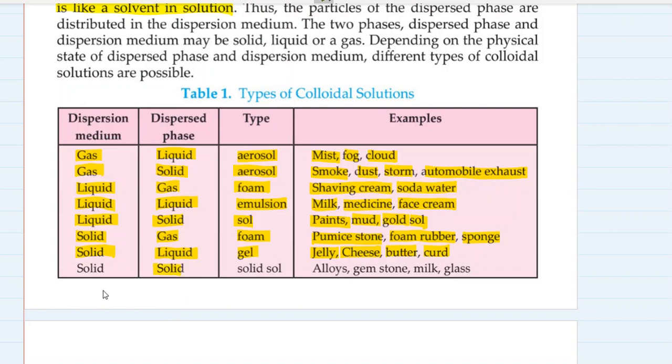Then there is solid dispersed phase dispersed in solid dispersion medium, solid sol. For example, alloys, gemstones, you know gemstones, ruby, sapphire, and there are different ones, the blue one, I forgot. Anyways, the gemstones. Milk, again, milk was part of emulsion also, and solid sol also, and glass. I doubt about milk, but I don't know. Yeah, the examples are given to you.